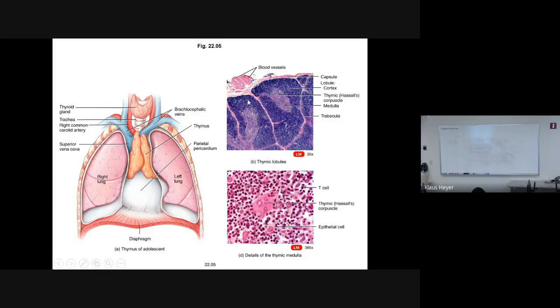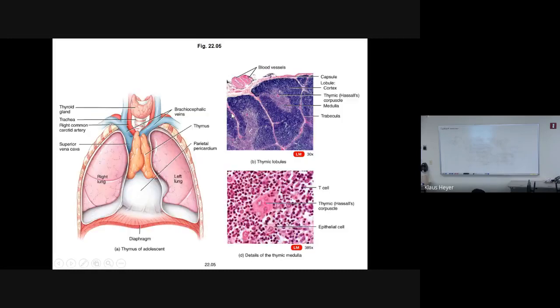So here you see that the lymphocytes are really crowded in together. That's why it's darker. But then the middle part is a little bit more reddish in color. That's because there are fewer lymphocytes. Not so important. I'm just showing you what it looks like. I'm not going to quiz you on that.